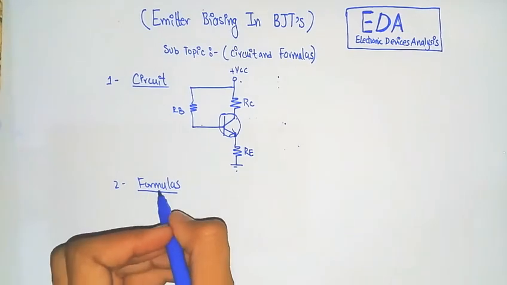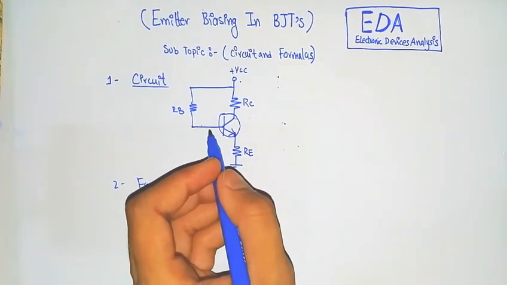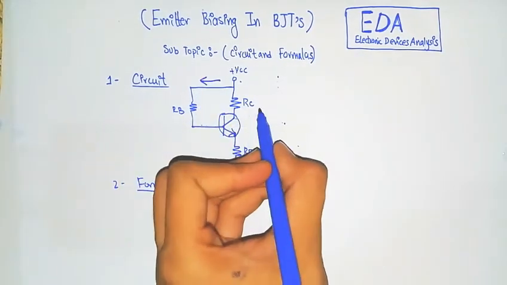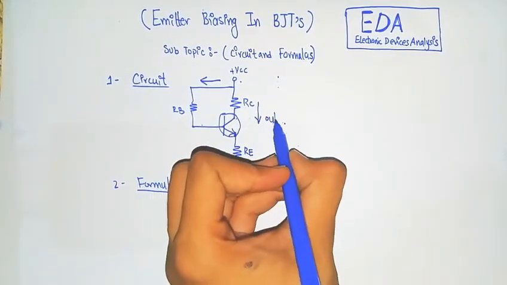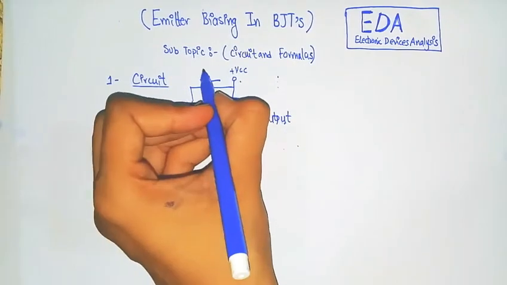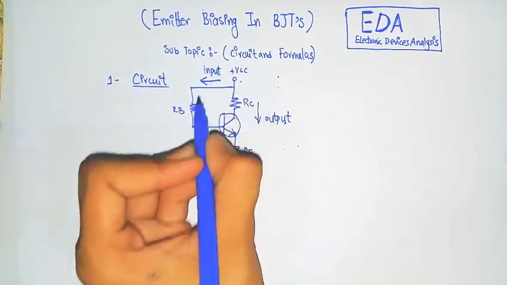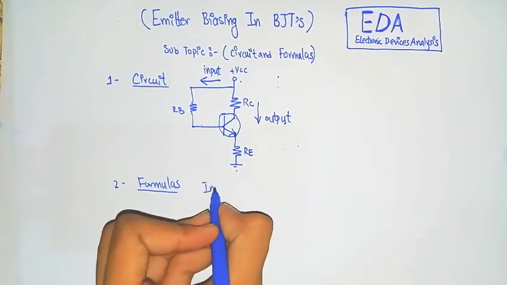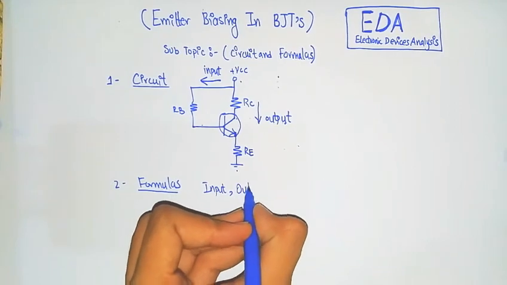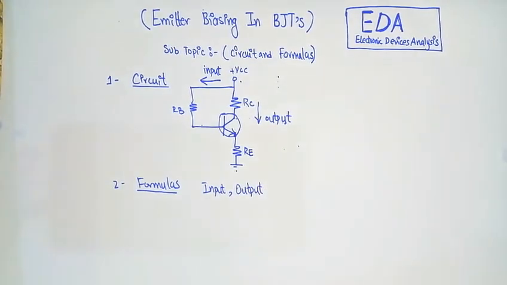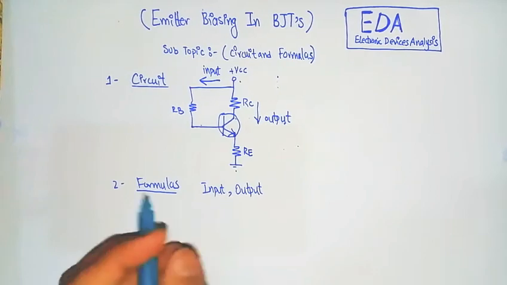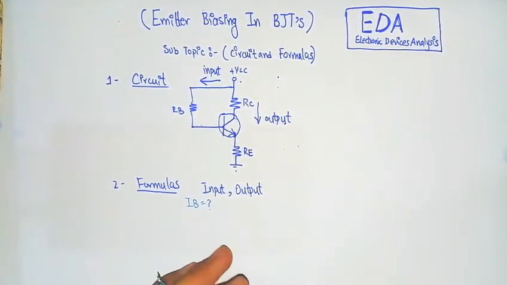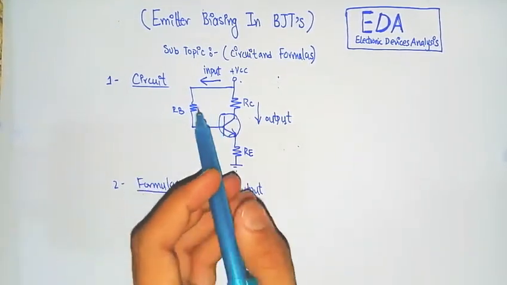Now we will see the formulas which we will find from this circuit. From this circuit you will see that it has two loops. This will be the output loop of the transistor and this will be the input loop of this circuit. The formulas are derived from both the input loop and the output loop. From the input loop you can derive the formula of IB, the base current.